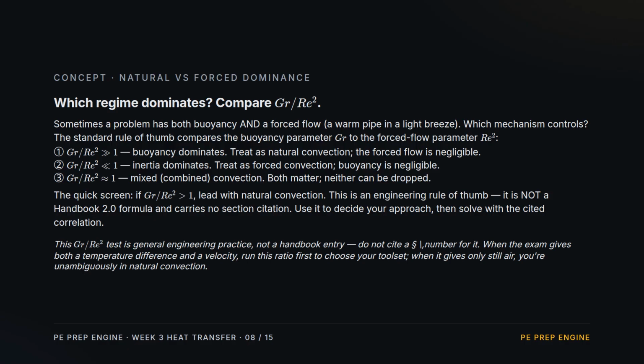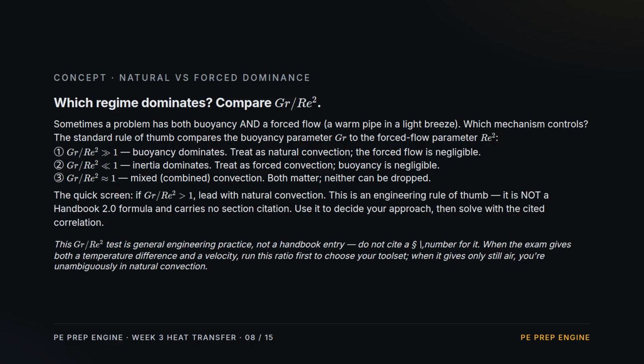Sometimes a problem has both buoyancy and a forced flow, a warm pipe in a light breeze. Which controls? The rule of thumb compares the buoyancy parameter, Grashof, to the forced flow parameter, Reynolds squared. Much greater than 1, buoyancy dominates, natural convection. Much less than 1, inertia dominates, forced convection.